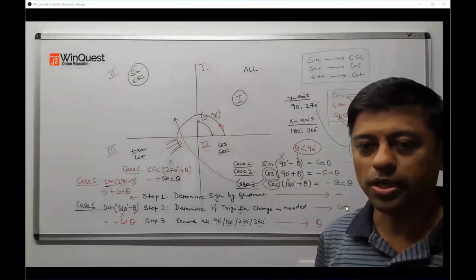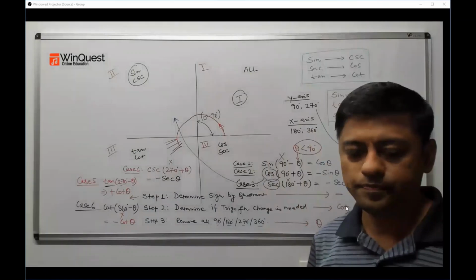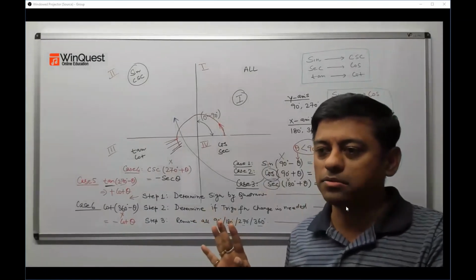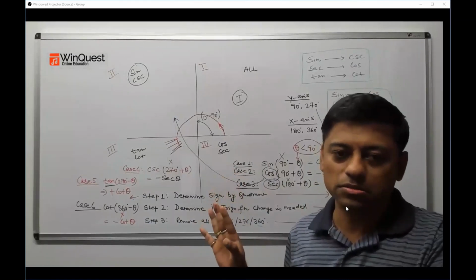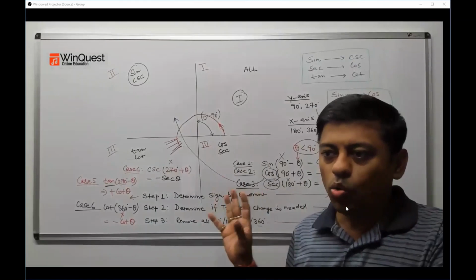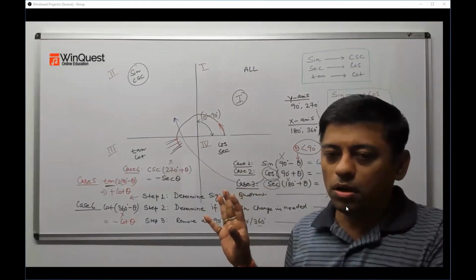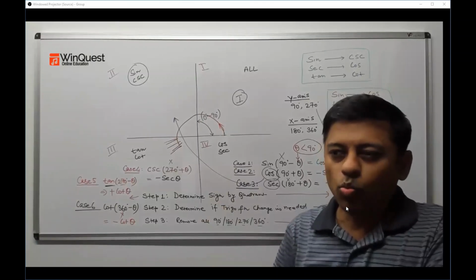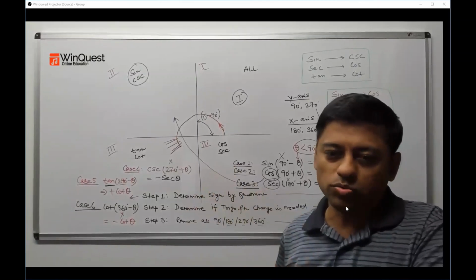Okay. Guys, I don't think I can explain this whole structure any better. Now, what is the key point here? Are our quadrant rules clear to you?